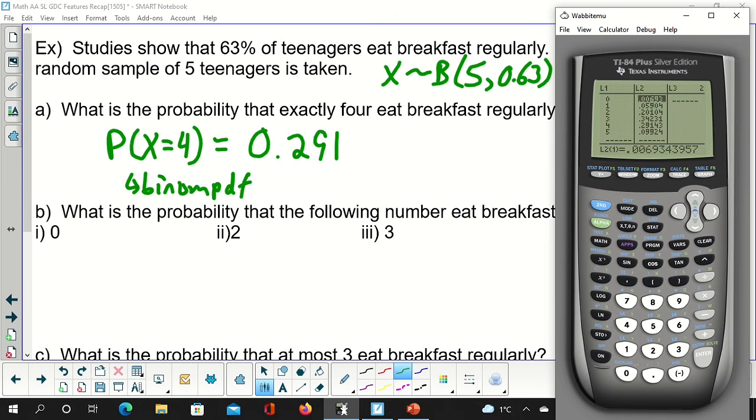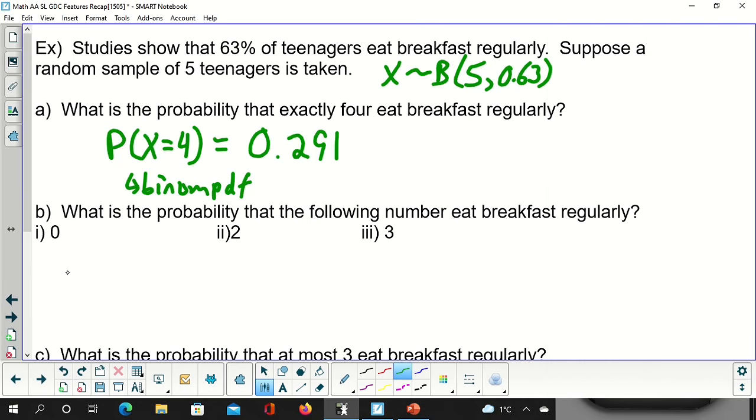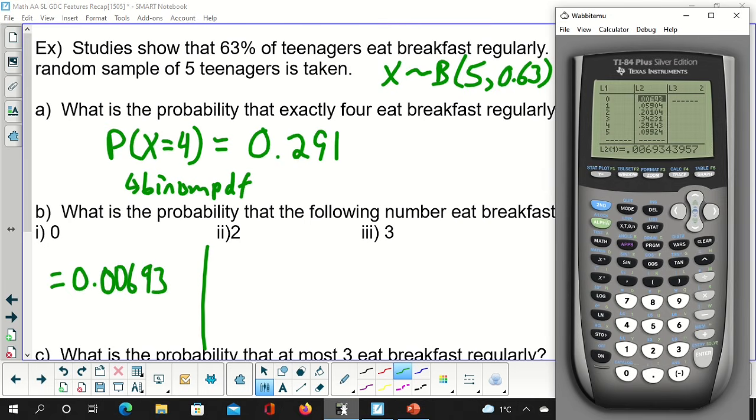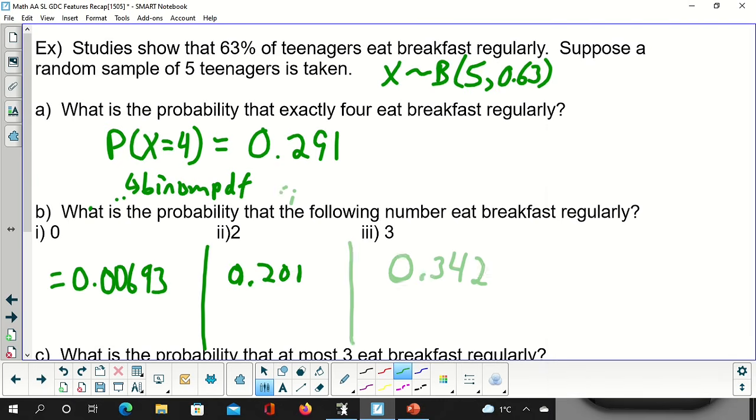There we go. We can see P(X = 4) is right down here, but I can also read off some other ones. So the probability that x equals 0 is 0.00693. The probability that x equals 2, well, I can just read that off. It's 0.201. And the probability that x equals 3 is 0.342. I don't think doing the list saves you much, if any, time, but it's something that you can do.